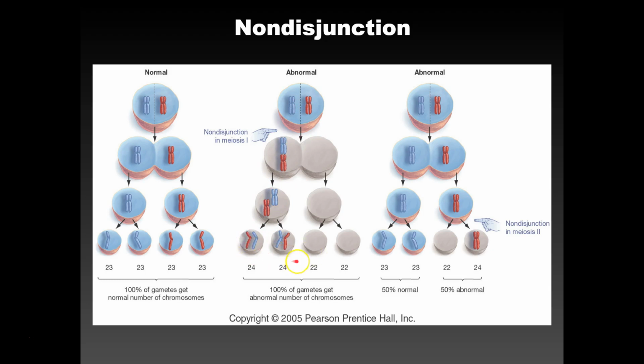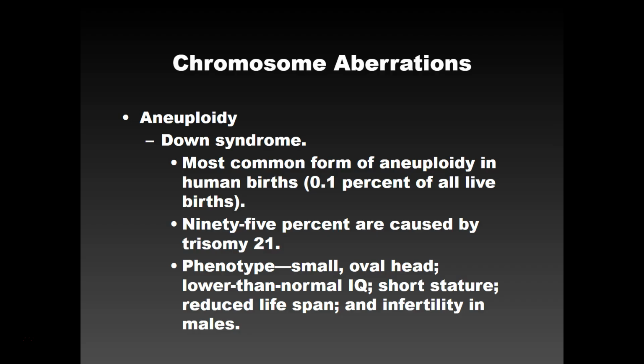If they fail to separate, you wind up with a non-disjunction and the wrong number of chromosomes. If you have non-disjunction in meiosis 1, all of your gametes have the wrong number of chromosomes. If you have a non-disjunction in meiosis 2, it's just sister chromatids failing to separate, so only half of your gametes are going to have the wrong number. So again, it's important to think about the meiotic process, and what would happen if those homologous chromosomes or sister chromatids failed to segregate into their individual gamete cells.